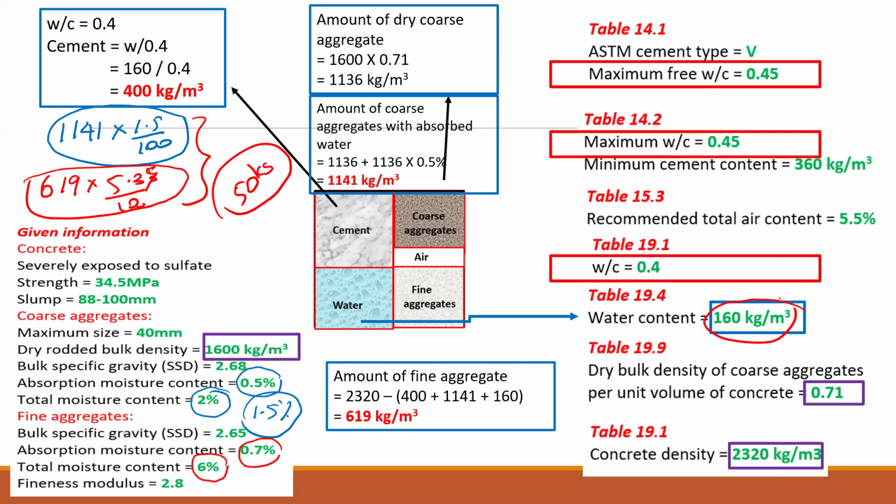So we are not going to add 160. Instead, we are adding 110 kilograms of water. Does that make sense? Okay. So with this, we are finishing 9 steps. So what is the 10th step in the ACI method? If you don't write it, you will lose marks. What is the last step?